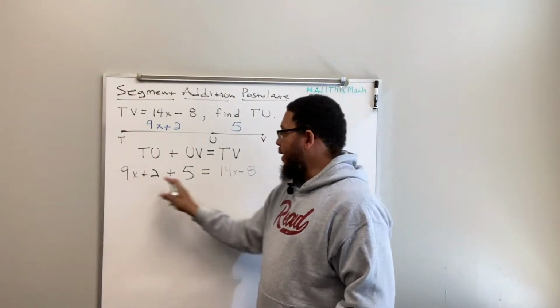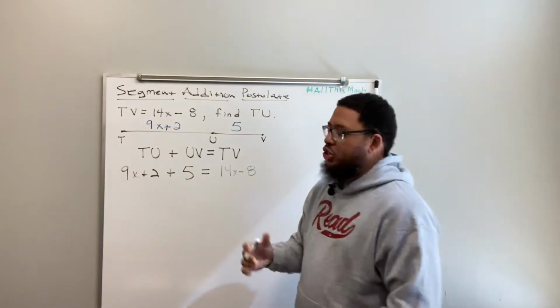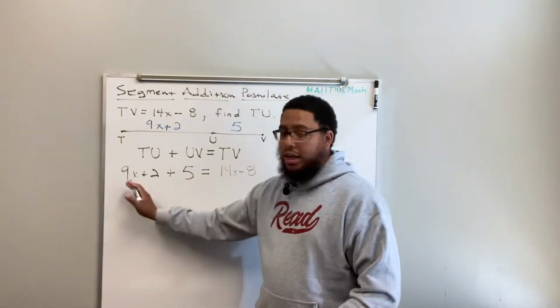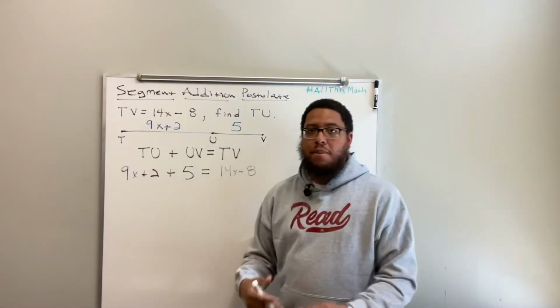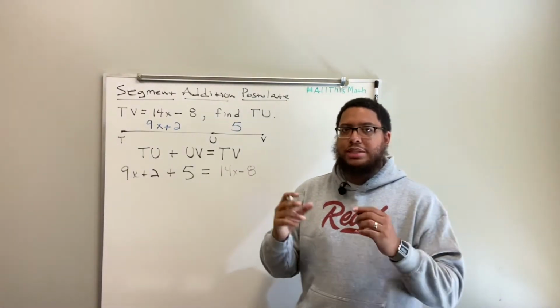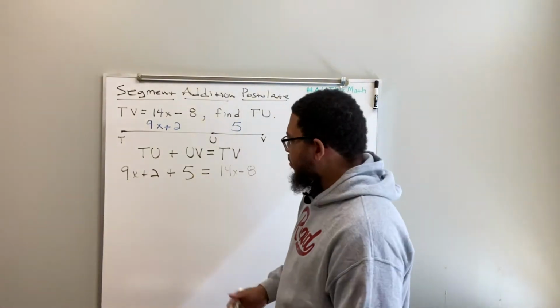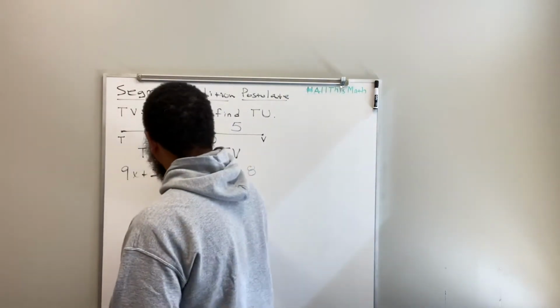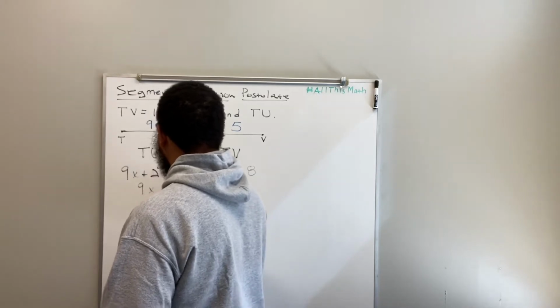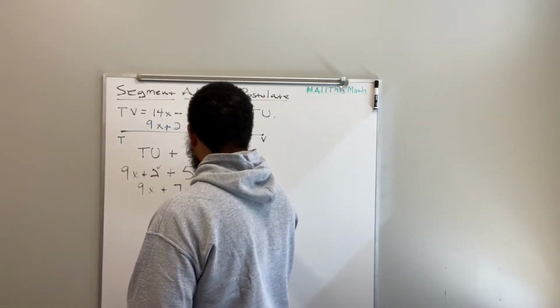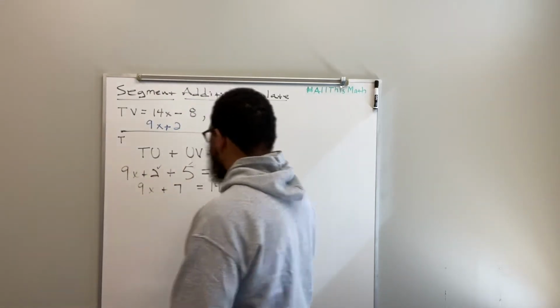So 9x and 14x are like terms, but you can't combine those because they're not on the same side. 9x is on the left side, 14x is on the right side. We could do something to put them together, but we can't technically combine them. But I'm going to do this 2 and this 5. The 2 and the 5 are going to add together. This is going to become 9x plus 7, which equals 14x minus 8.